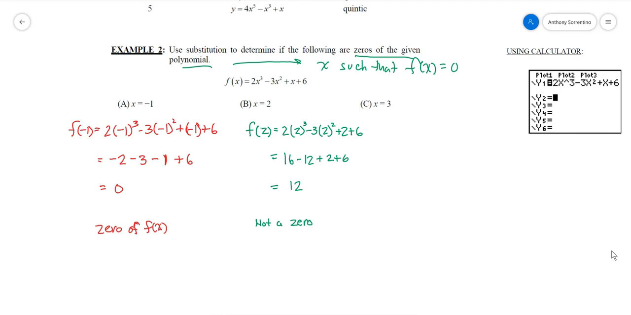And of course the last one, I would do f of 3. So here I have 3 cubed is 27, times 2 is 54. Minus, 3 squared is 9, times -3 is a -27. Plus 3, plus 6. 54 minus 27 is 27. Plus 3 would be 30, plus 6 would be 36. So this is also not a zero. So determining whether or not things are zeros of a polynomial is fairly easy.